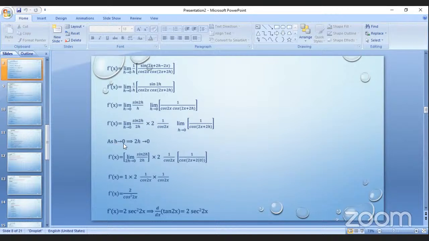As h tends to 0, 2h tends to also 0. Multiply 2 on both sides: 2 into h is 2h, that implies 2 into 0 is 0. So as h tends to 0, it implies 2h tends to also 0. So f dash x equal to limit 2h tends to 0, sin 2h by 2h into 2 into 1 by cos 2x.